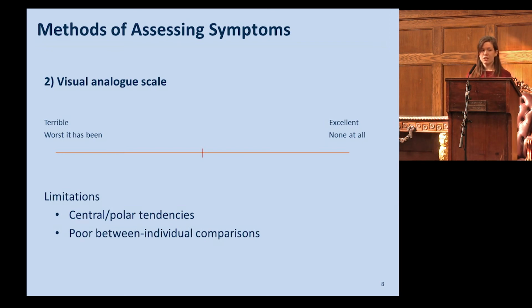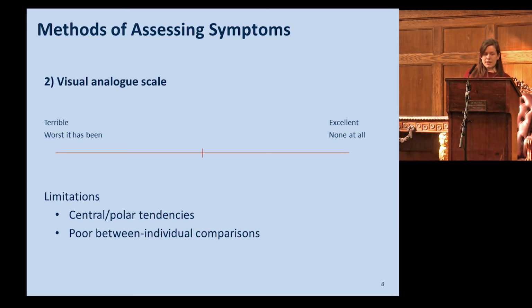There are some limitations with these scales, and one of the main ones is that some people are more likely to have central or polar tendencies, so they're more likely to put the mark in the middle or at the ends, regardless of what their symptoms are like. And this makes it difficult to compare different people in terms of their responses. But what it can be used for is measuring a patient's response to a treatment over time. So in the same patient, looking at their differences in the scale.